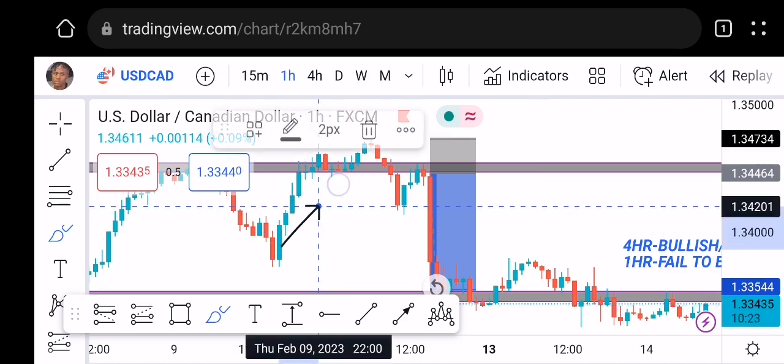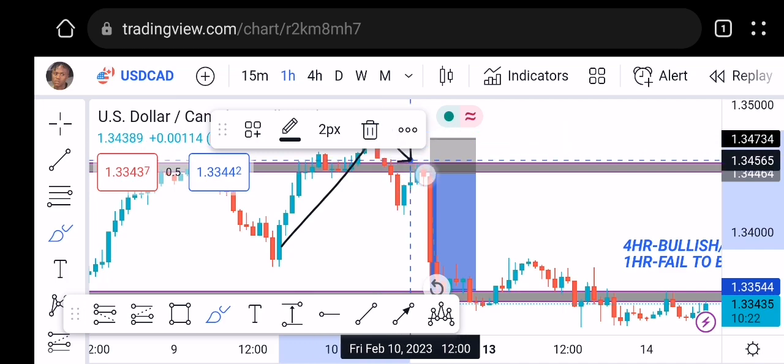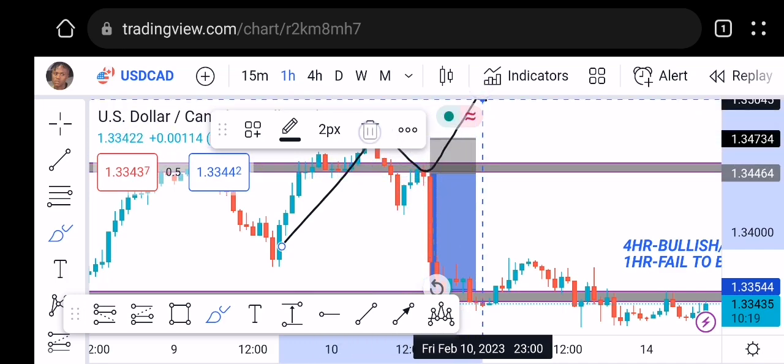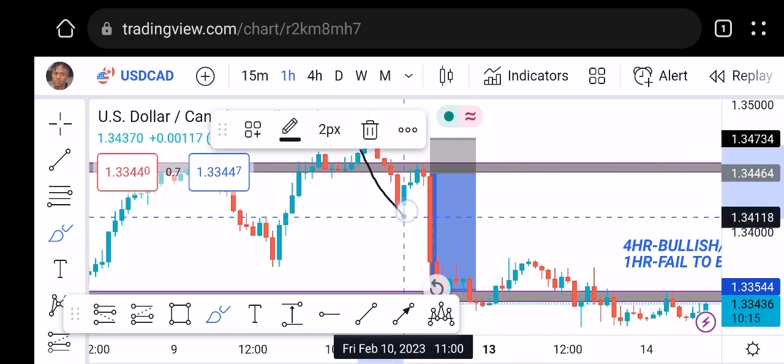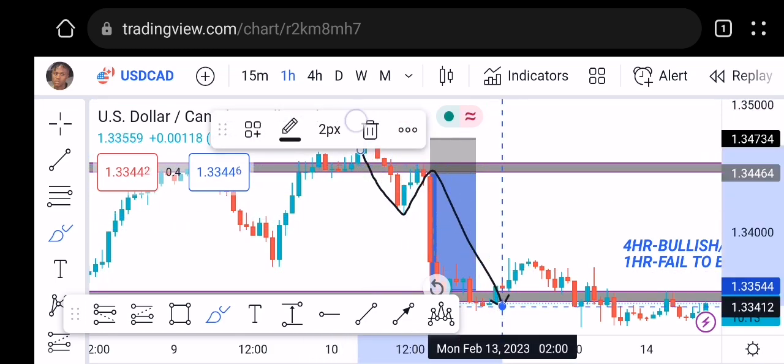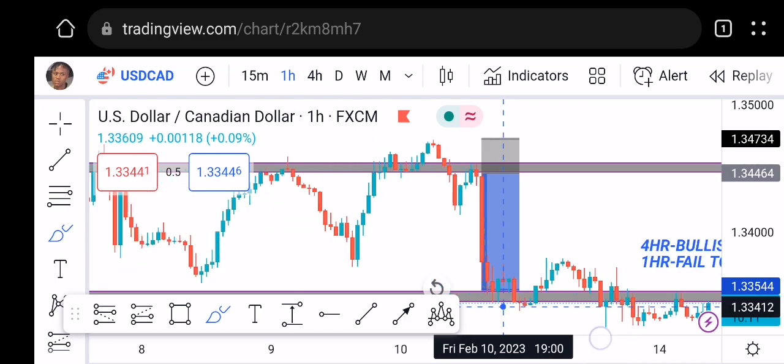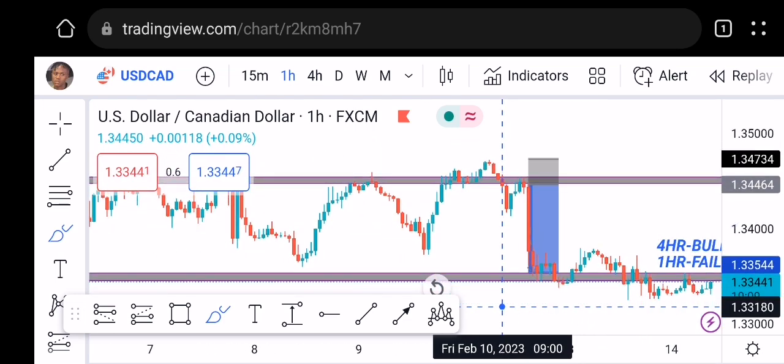Once we saw price breaking out, we were looking for a retest of resistance, indicating continuation to the upside. But unfortunately, price broke back in, had a retest below, and reversed to the downside, people. This is bread and butter. This is textbook forex. This is pure price action.